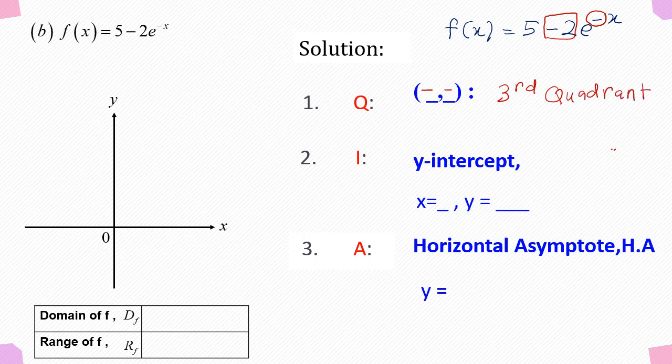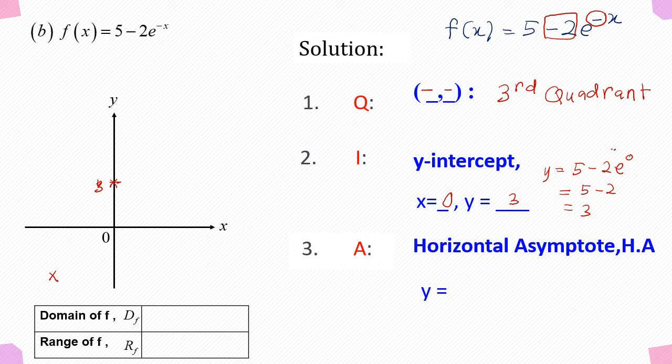Okay, second step, we need to identify the y-intercept for this graph. By taking x equal to 0, we need to calculate y equal to 5 minus 2e to the power of 0. After simplifying, we get y equal to 3 as the y-intercept. So, starting with the third quadrant, and then the intercept at x equal to 0, y equal to 3.